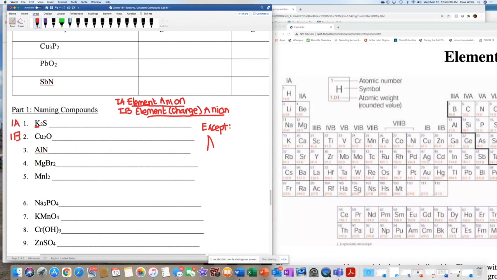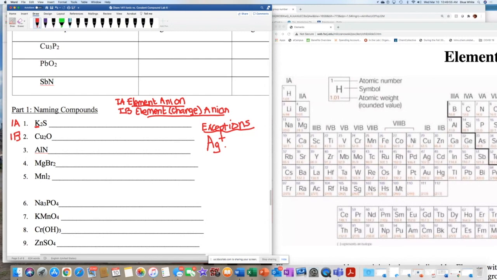Exceptions. Sorry guys, I'm writing with my mouse. I'm trying to use all these tools here. You see why my desktop is crazy? This is why. Exceptions. Silver always has a charge of positive 1. So even though it's a B metal, we will name it like it's an A metal because it's only one charge.